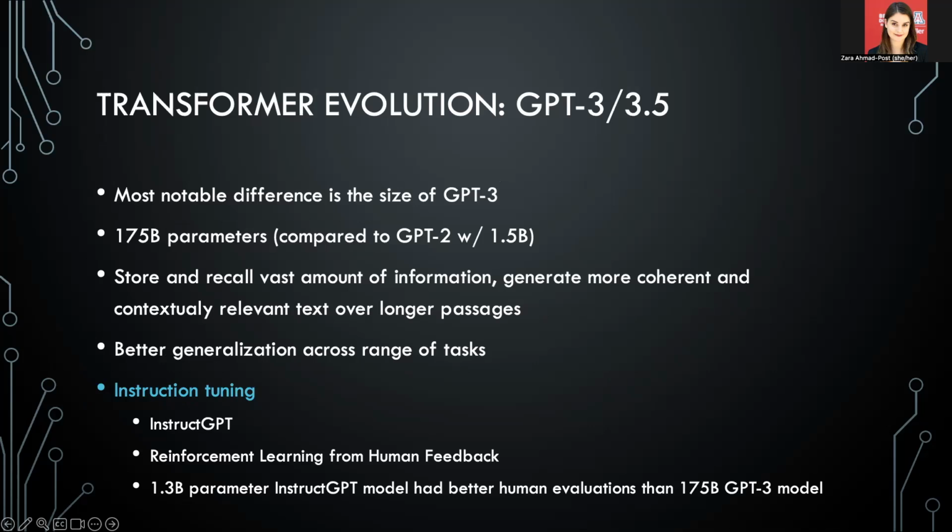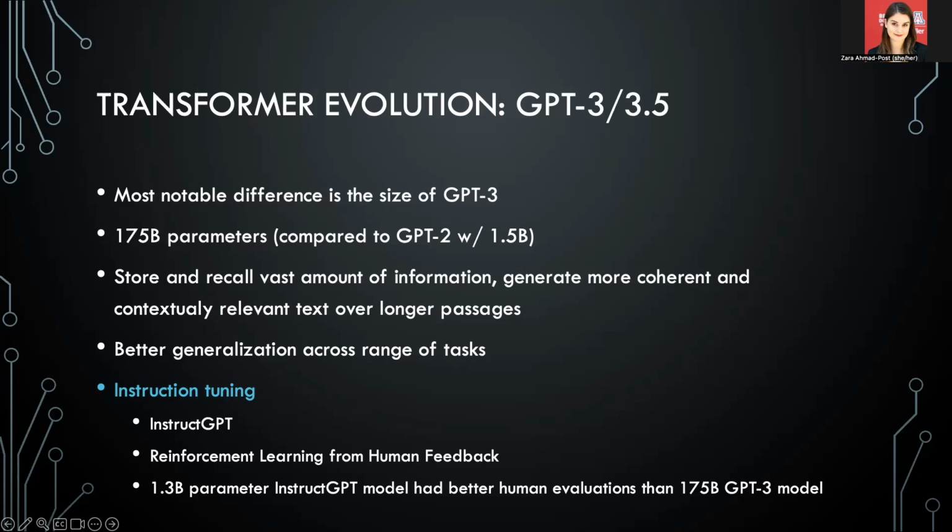Next up, we have GPT-3 and 3.5. The most notable difference was just the size. GPT-2 had 1.5 billion parameters. GPT-3 has 175 billion parameters. That's a lot, y'all. So it's able to store and recall huge amounts of information, generate more coherent responses to prompts, and generalize better across a range of tasks. Okay, I've made my point. I'm going to shut up about it.